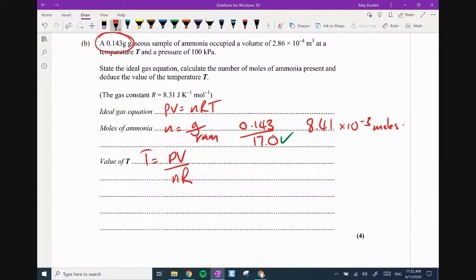But hilarious. So, pressure. Where's my pressure? Needs to convert. P, 100,000. Yeah, there we go. Converted straight away. V, what's my V? It's in meters cubed. No conversion needed. 2.86 times 10 to the minus 4. What's my n? I've just got my n, but I used the number on my calculator. 8.41 times 10 to the minus 3.